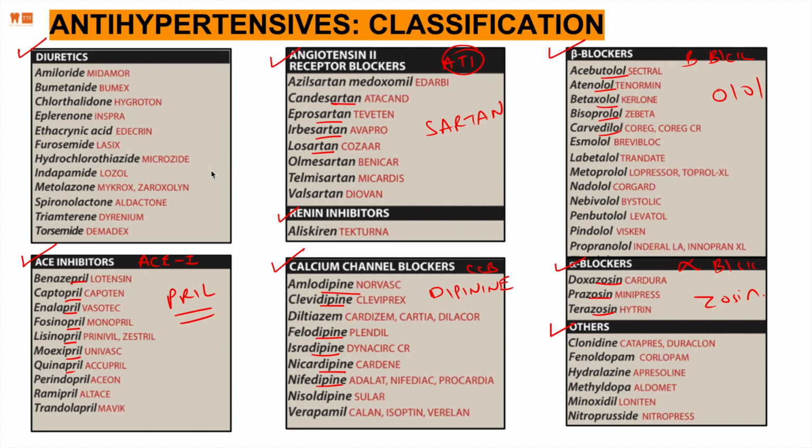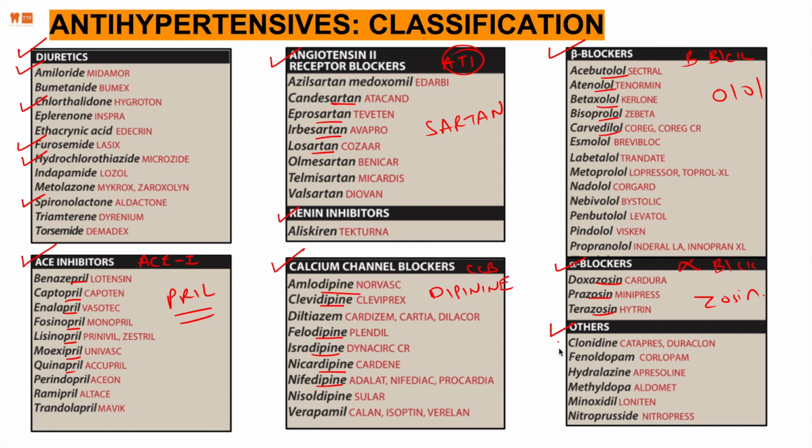In diuretics, there are some drugs that are very important to remember. That includes amiloride, chlorthalidone, furosemide, hydrochlorothiazide, and spironolactone. Very important, and we must know these by heart. And again, at the end of the lecture, you will. So don't worry.